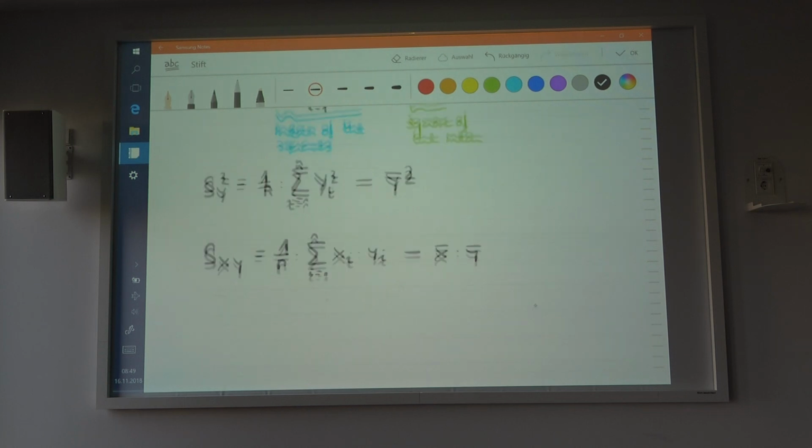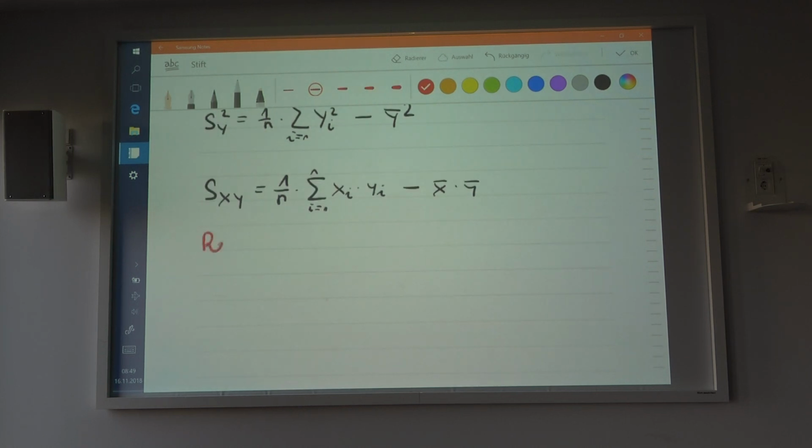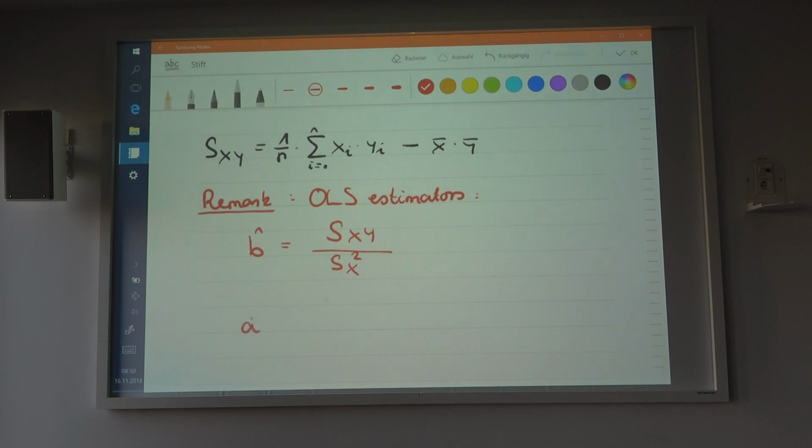Now, for the least squares estimator, this is just a remark, so I'm going to summarize that. These will be the ordinary least squares, OLS, estimators. You've seen this, right? Starting with the slope: you take the covariance and divide it by the variance of the explanatory variable. And the intercept will be equal to y bar minus b times x bar. So this is the slope and this is the intercept. That's how you would get them.